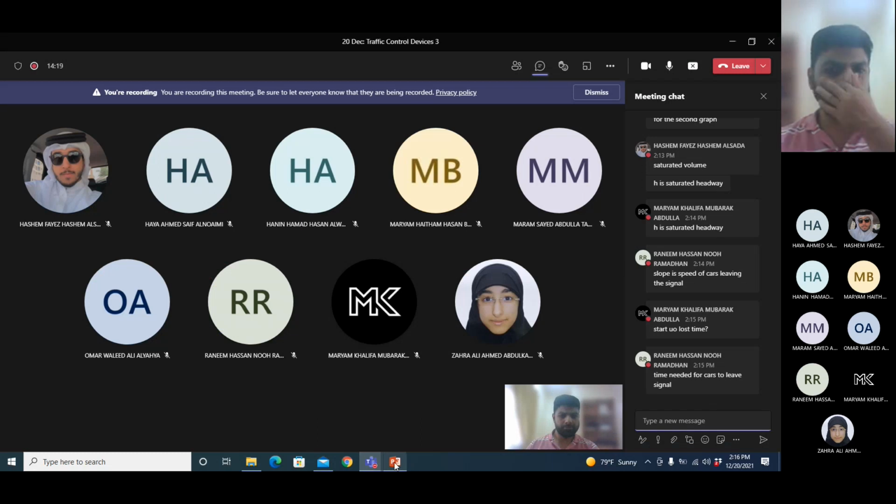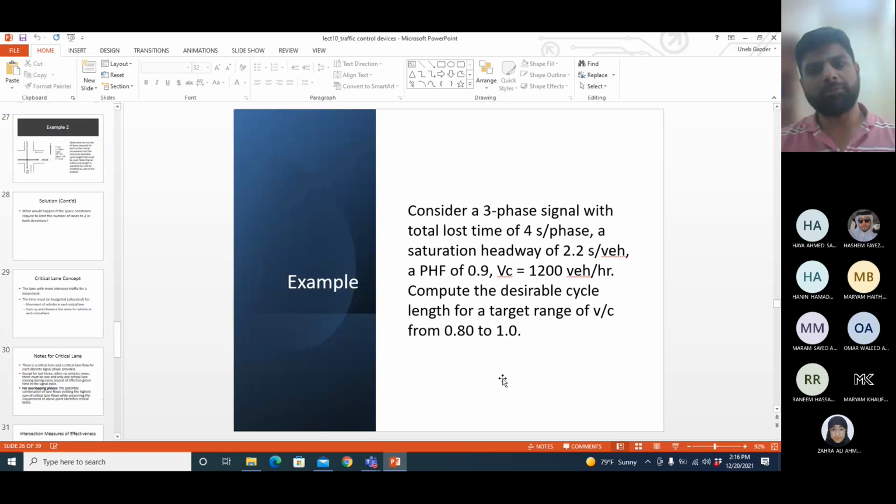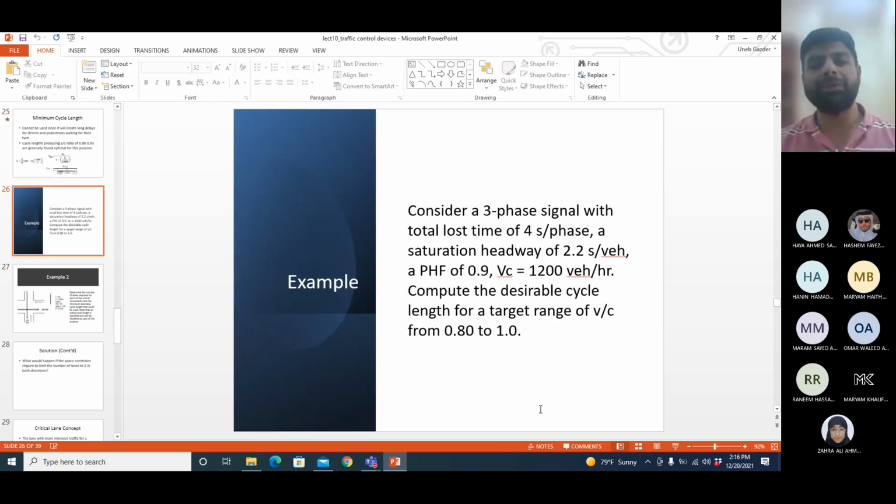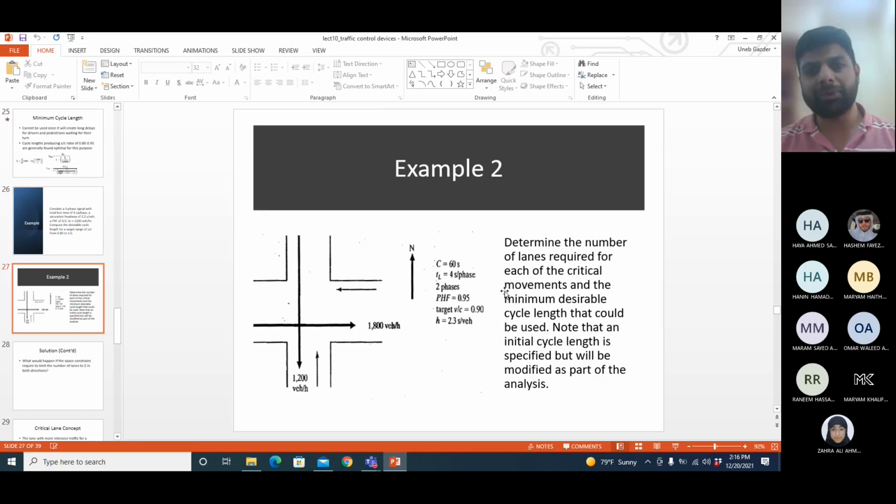So let us now come back to the topic which we are covering. The last thing we did was, from the equation of VC, we rearranged it to find the value of minimum cycle length. Then we said that we don't want the flow rate in the peak hour to be equal to capacity. So we introduced two factors, peak hour factor and V/C ratio. Then we did one example in which we saw the effect of V/C ratio on the desirable cycle length. Today we will do another example in which we will see the effect of number of lanes on the cycle length.